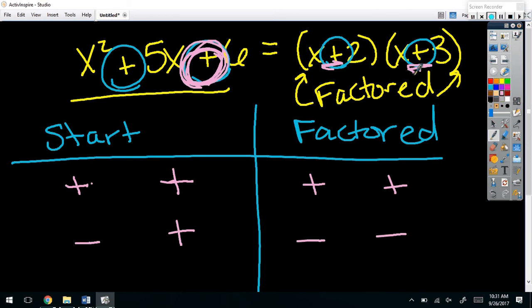What if the second sign is a minus? I'm going to give you that scenario in a minute. Wouldn't it be plus, that's the opposite?